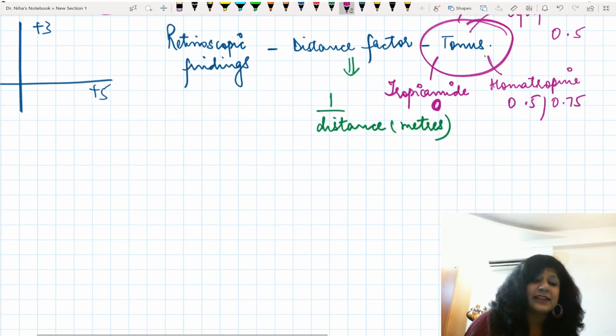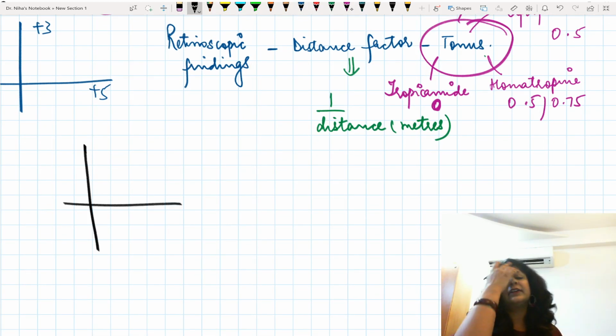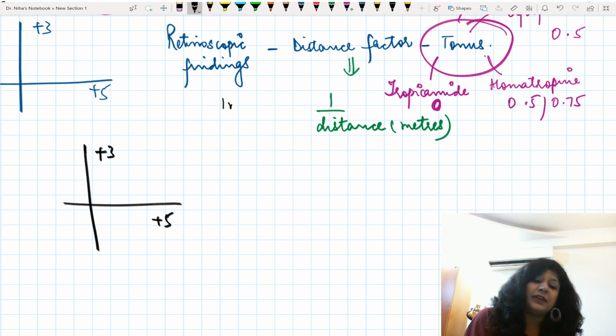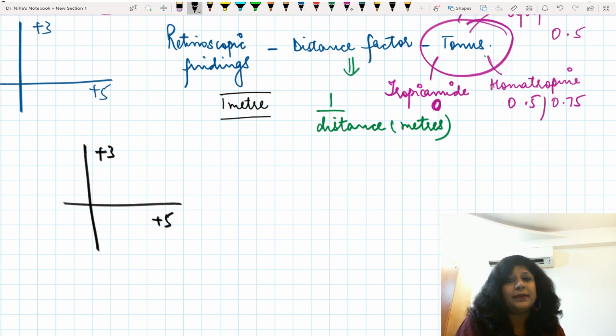So let us take this example. I have got these retinoscopic findings and I have to give the refractive error correction to this person. So how should I give the spectacles to this person? It is plus 3 here and plus 5 here. And suppose we are doing it from a distance of 1 meter. For ease of calculation, I am taking it as 1 meter.